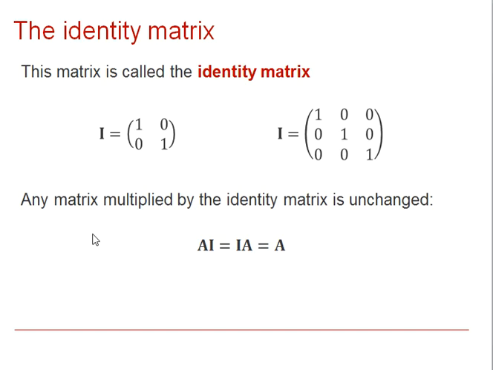So given that any matrix multiplied by the identity matrix is unchanged, in effect the identity matrix acts like a 1 in normal arithmetic. So where you might say 8 times 1 is still 8, or 1 times 8 is 8, the identity matrix acts like a 1 for matrix multiplication. You will note that whilst normally AB is not equal to BA, in other words matrix multiplication is not commutative, if one of the matrices is the identity matrix, then AI does equal IA.